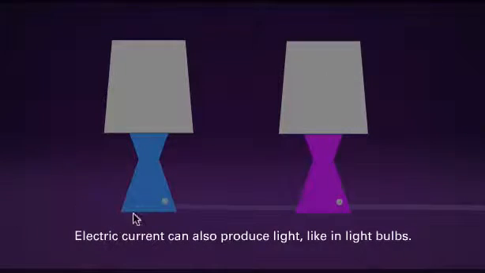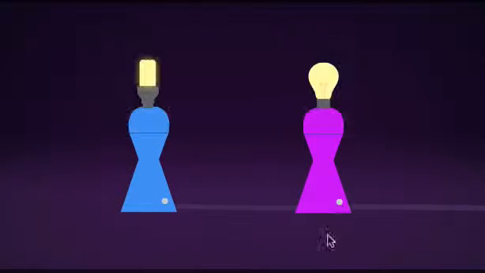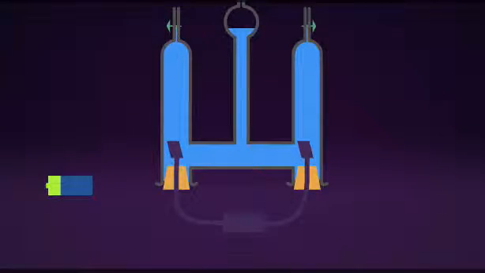Electric current can also produce light, like in light bulbs. Can you switch on these lamps? Energy-efficient bulbs, like the one on the left, use less energy than normal bulbs to produce the same amount of light. They also transfer less of their energy into heat. So the energy-efficient light bulb wastes less energy. Good!